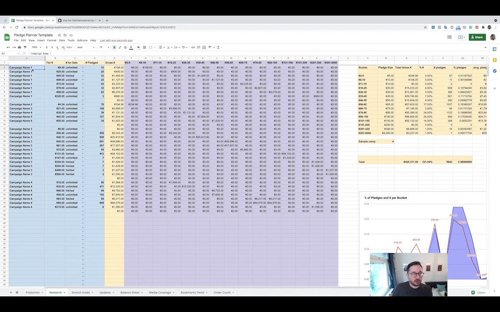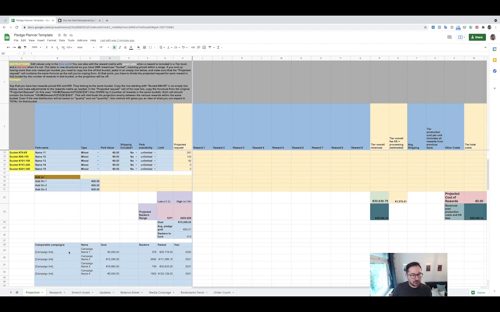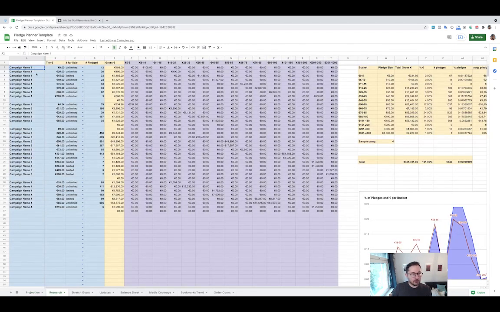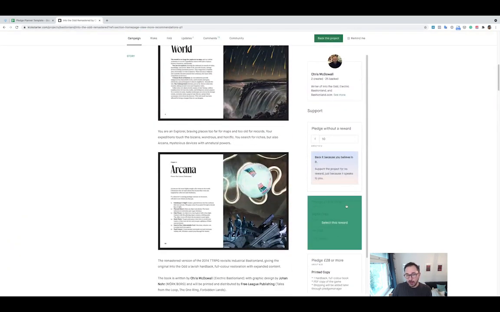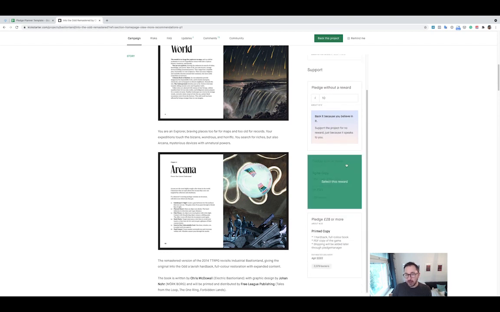Pretty much the only thing you need to do, I think we covered it briefly during module 1, is take all the campaigns that you listed here on the first tab. You take the campaign, you write the name of the game, and then you go into the Kickstarter page of that specific campaign. For example, here I have Into the Odd, and then you look at the tiers that the campaign has. This one is also good because it's in pounds.